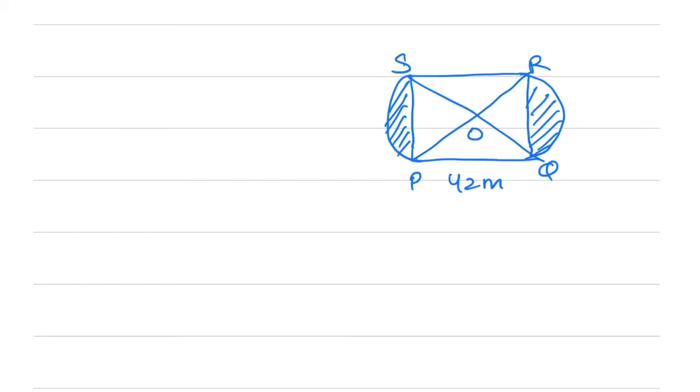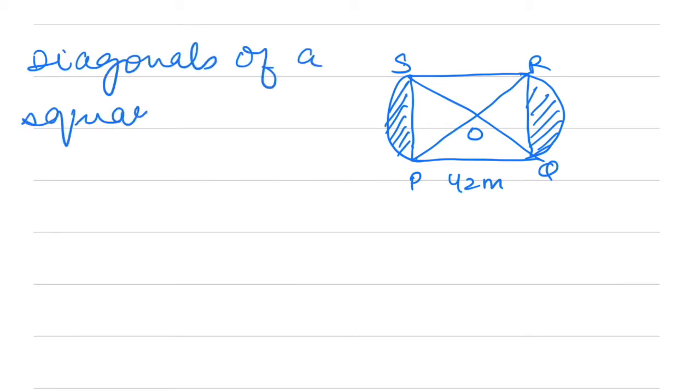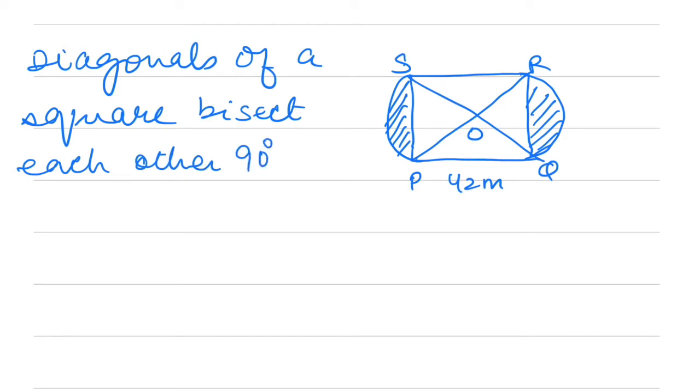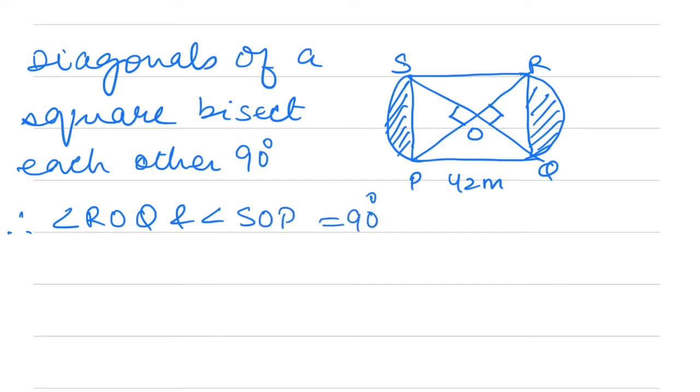So we have to find the area of the sectors first. First find out the radius. The diagonals of a square bisect each other at 90 degree. So these angles are 90 degree. Therefore, angle ROQ and angle SOP is equal to 90 degree.